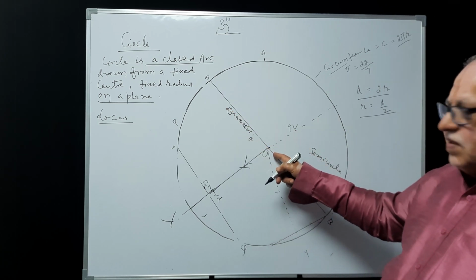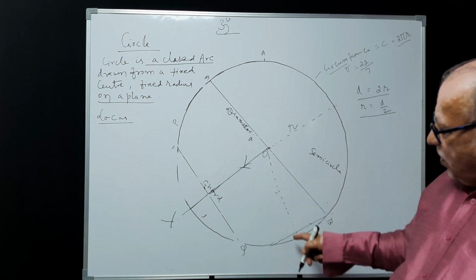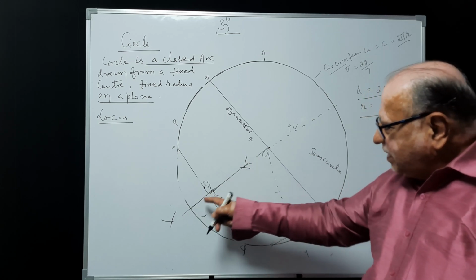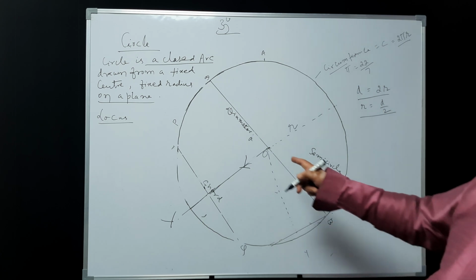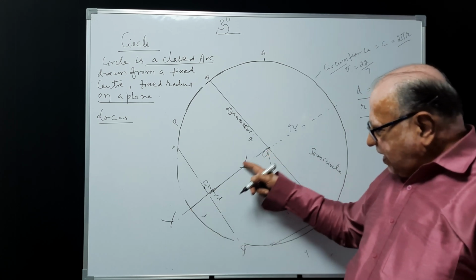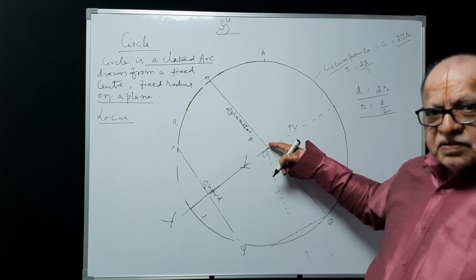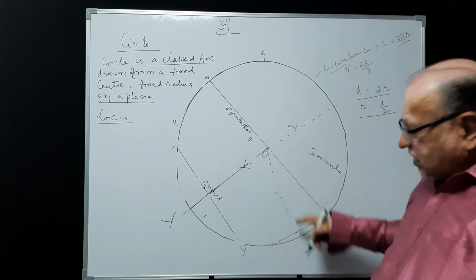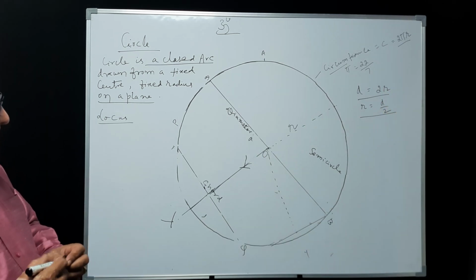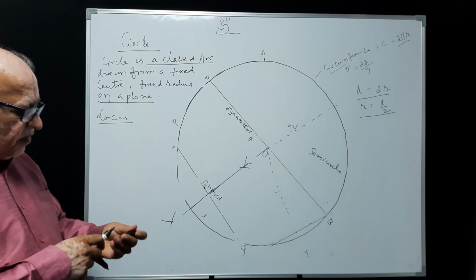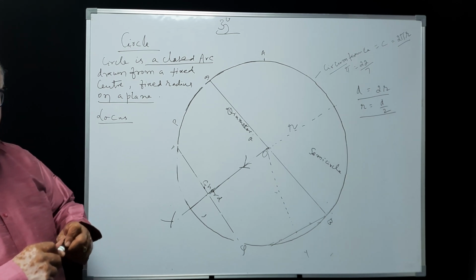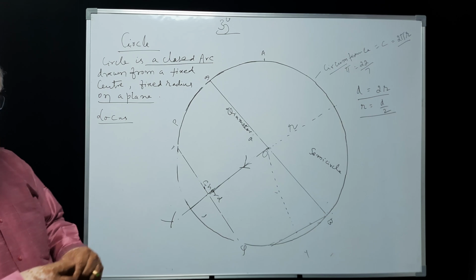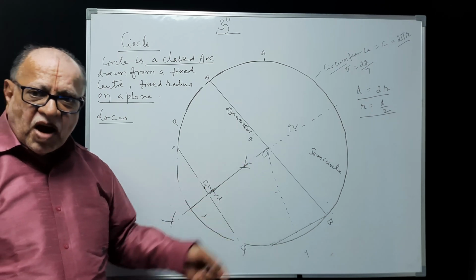Earlier you defined the center of the circle as a fixed point. Now we can define the center of a circle in a different way using the property of perpendicular bisectors of chords. So center is a point where the perpendicular bisectors of chords meet, or center is the point of intersection of perpendicular bisectors of chords. Depending upon the property of chords, we can define the center of the circle also.